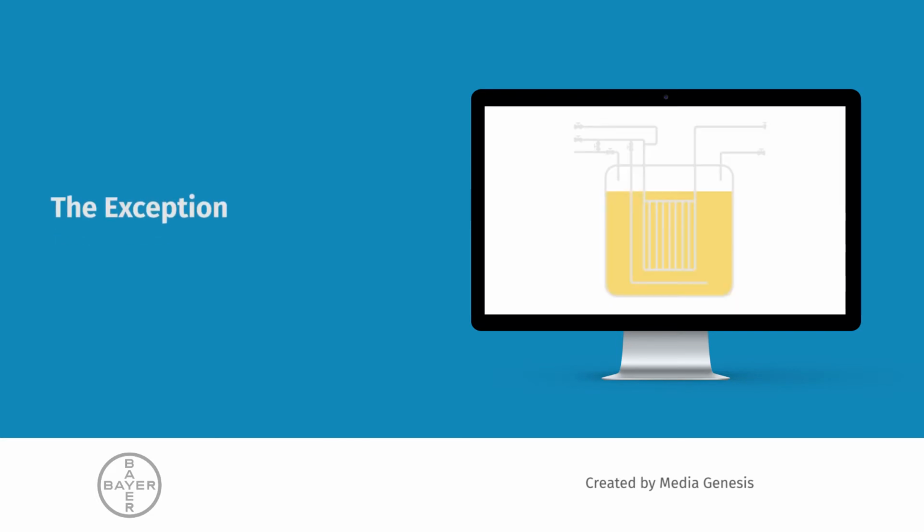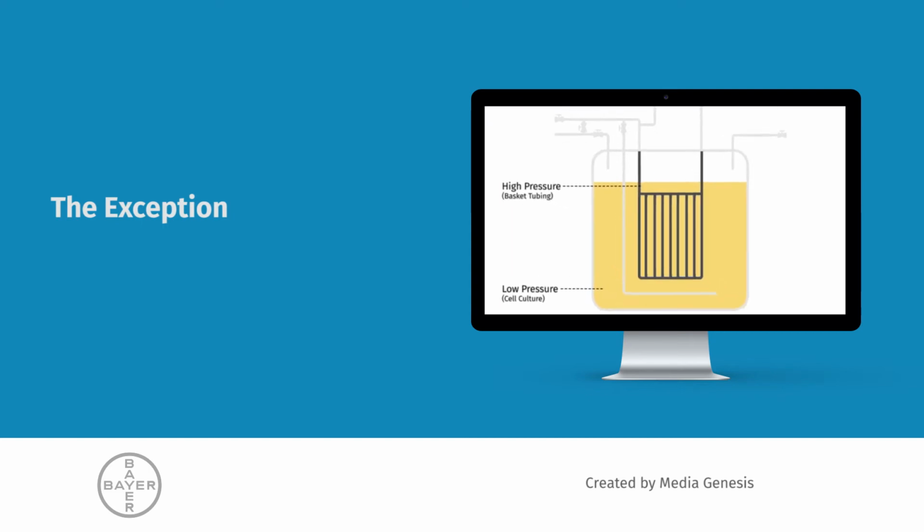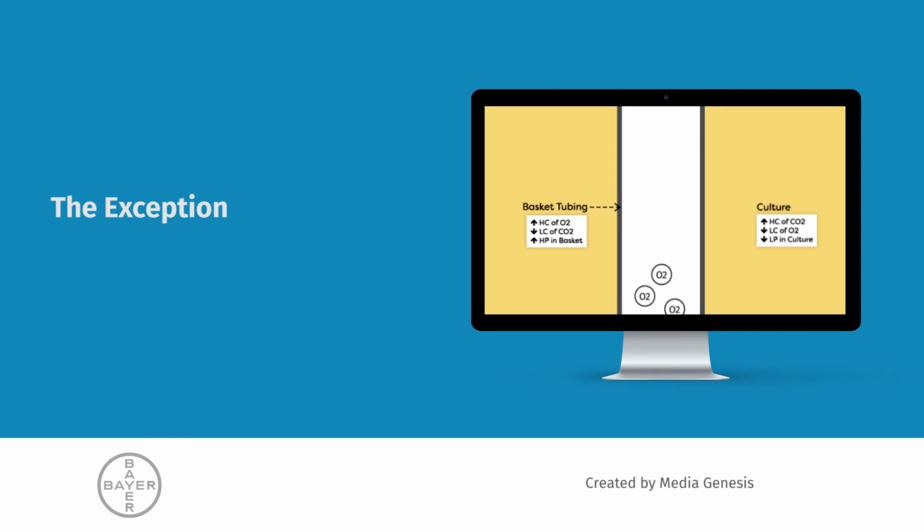There are some cases where gases can move from low pressure areas to high pressure areas. This occurs when there is a high enough concentration to overcome the pressure differential between a gas's partial pressure and the culture's pressure. One example of this could be found with carbon dioxide. Carbon dioxide travels from the cell culture to inside of the basket tubing due to its high concentration within the cell culture.